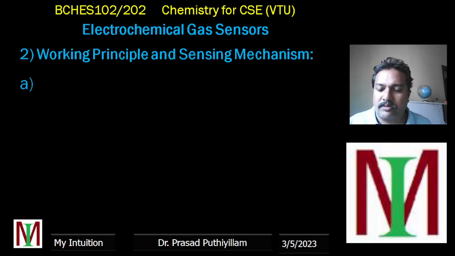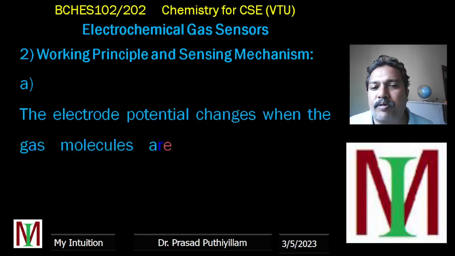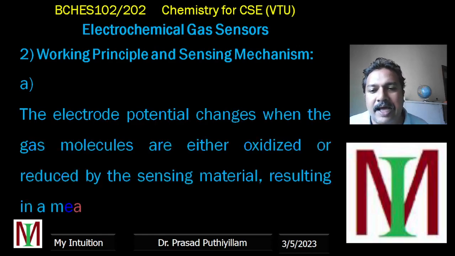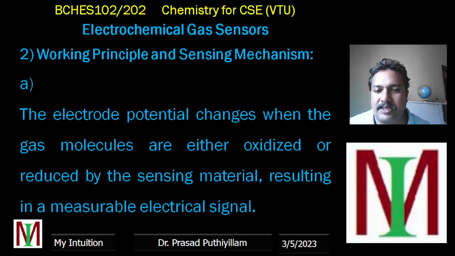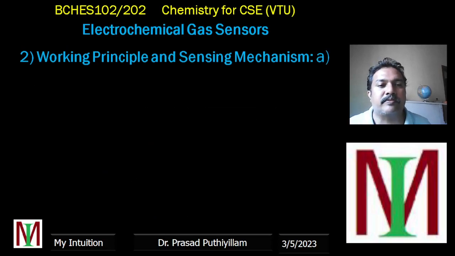The electrode potential changes when the gas molecules are either oxidized or reduced by the sensing material, resulting in a measurable electrical signal. Therefore, the gas that you want to sense may undergo either an oxidation reaction or a reduction reaction. Either way, it involves electrons. The electrons can be taken outside through the circuit, and we can measure it accurately. Based on that electrical signal, we can say how much gas is present.